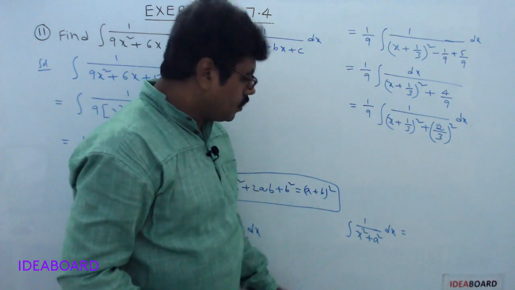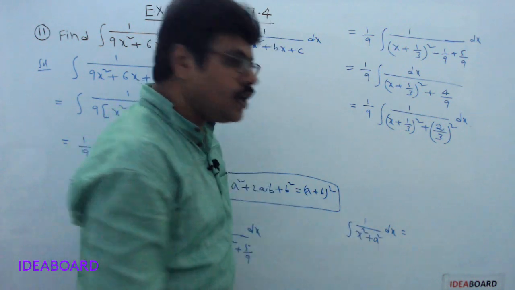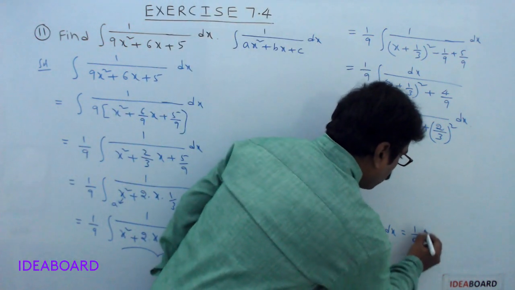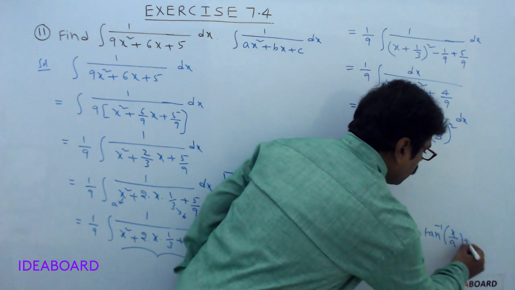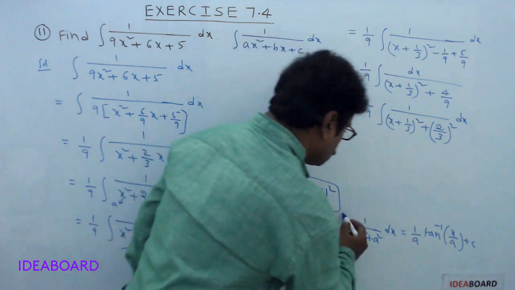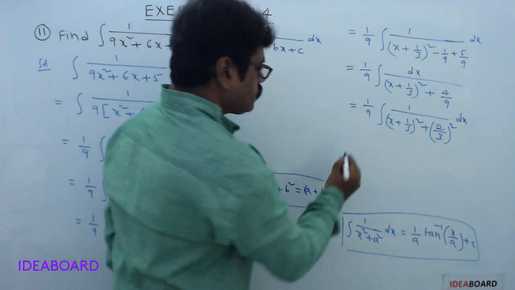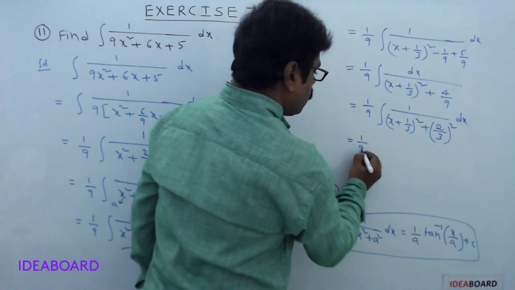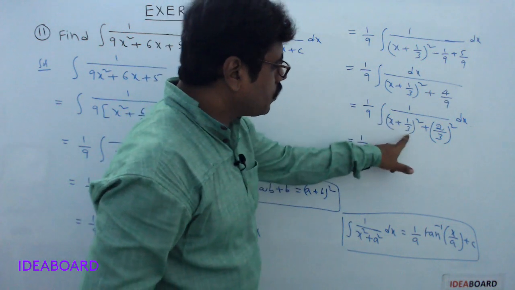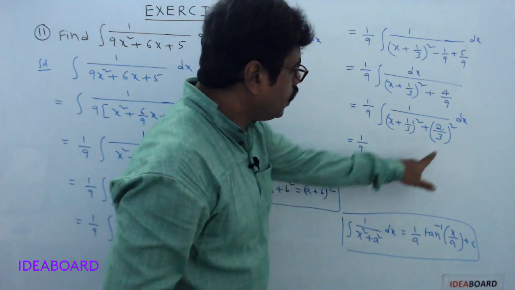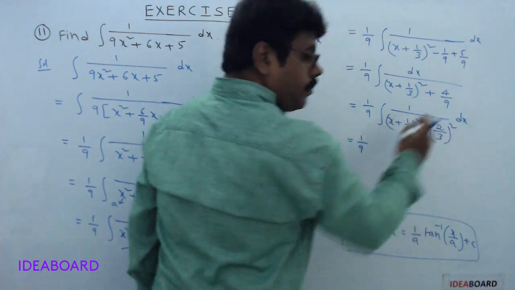What is the formula of integral 1 divided by x square plus a square dx? That is 1 by a into tan inverse of x by a plus some constant c. Now use this formula on this term. This is 1 by 9 into, here in place of x, x plus 1 by 3 will be there. Instead of a, 2 by 3 is there. So use this formula on this term.